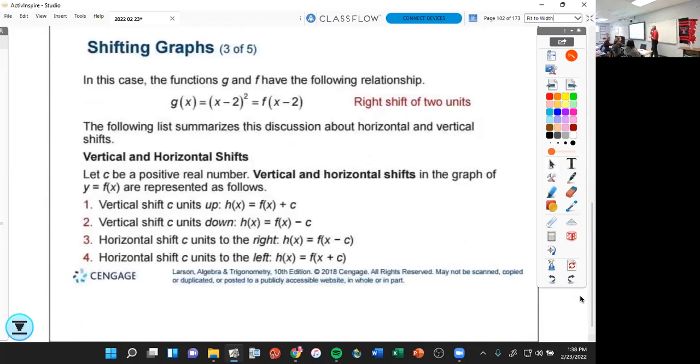So again, when we have the function x minus 2 squared, we're saying f of x minus 2. It's simply saying we are changing the x value. We're changing this graph horizontally. So writing all of these out, f of x plus c, c units up. F of x minus c, c units down. F of x minus c is c units to the right, and f of x plus c is c units to the left.